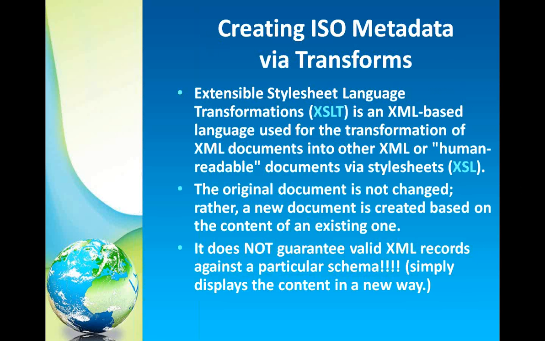Transforms: Extensible Stylesheet Language Transformations, XSLT, is an XML-based language used for the transformation of XML documents into other XML or human-readable documents via style sheets, also XSL. So XSLT does the transformation from one standard to another, and XSL is what gives it human readability. The original document is not changed. Rather, a new document is created based on the content of an existing one. This does not guarantee a valid XML record against a particular schema. It simply displays the content in a new way.